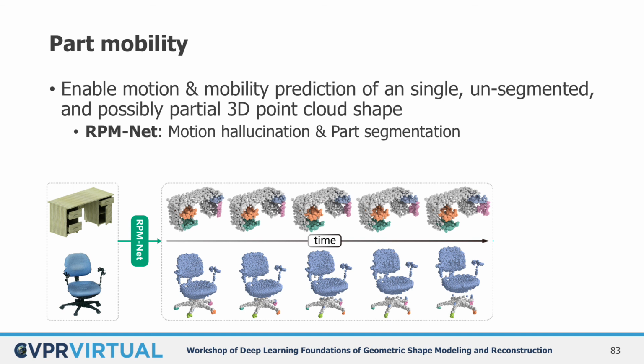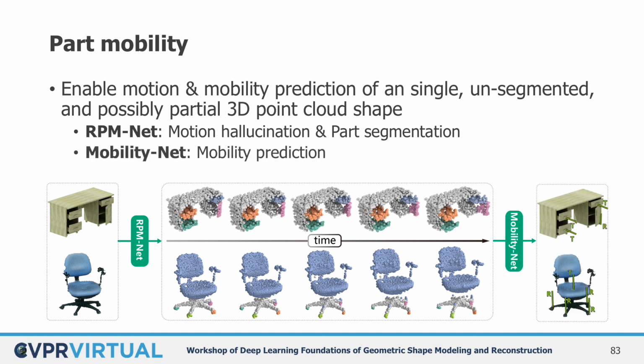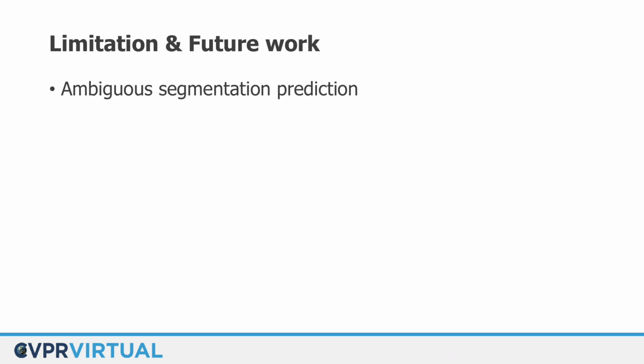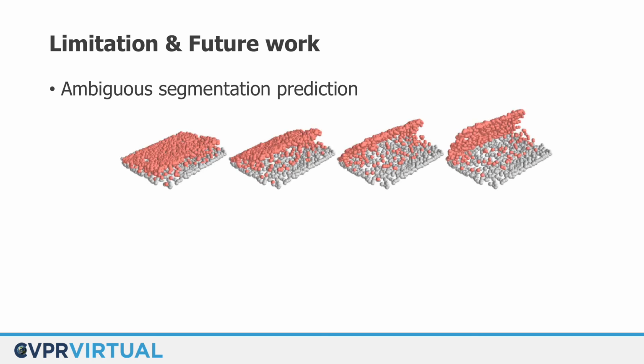However, our network might provide incorrect predictions when the input geometry is ambiguous. For example, the network may generate an imperfect motion sequence with outlier points when moving and reference parts are spatially too close, or produce incorrect part segmentation when two parts with the same type of motion are well aligned, like the two doors of a cabinet that open with the same range shown here.